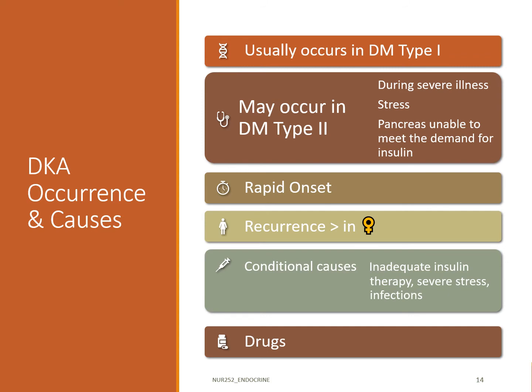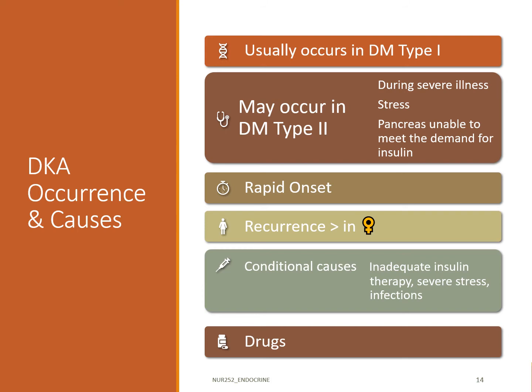DKA occurs in type 1 diabetes, but may also occur in type 2 diabetes during times of severe stress, illness, or when the pancreas is no longer able to meet the demands for insulin production. DKA develops over a very short period of time and has a statistical recurrence rate greater in young females.